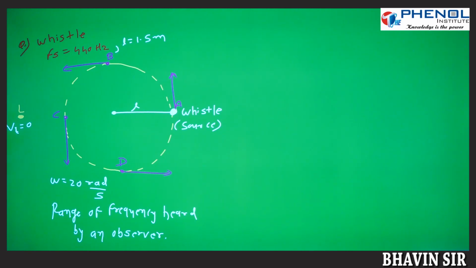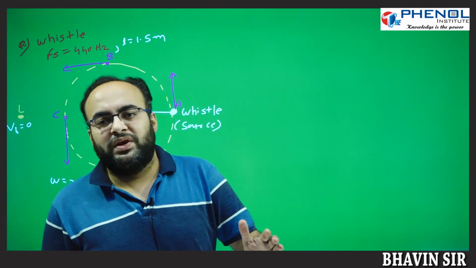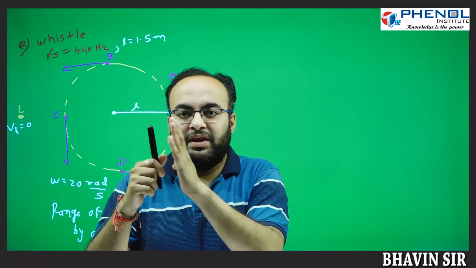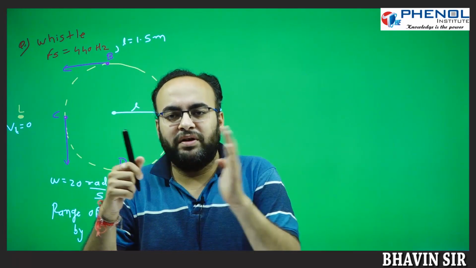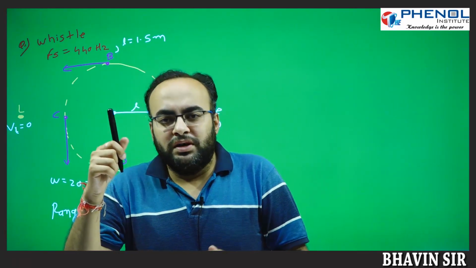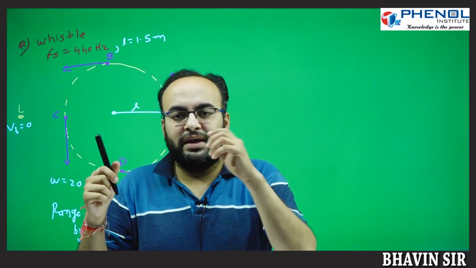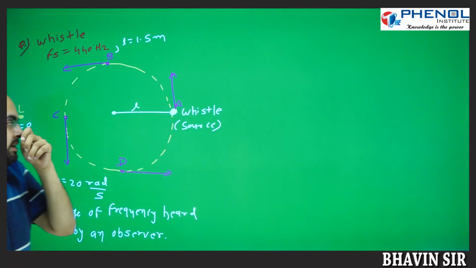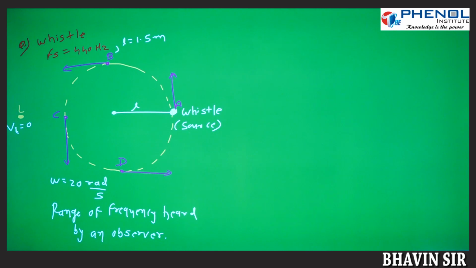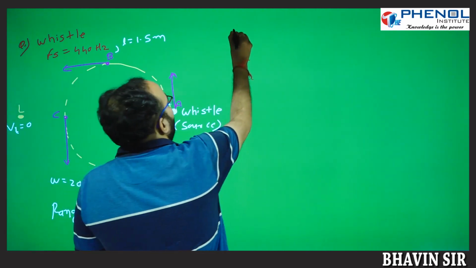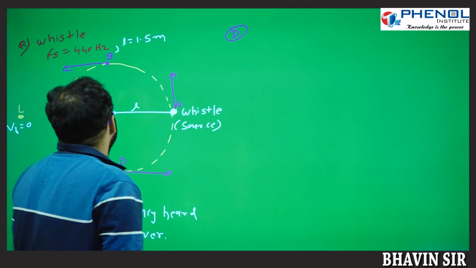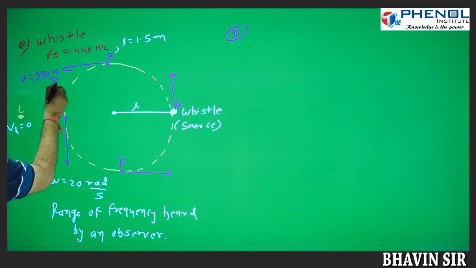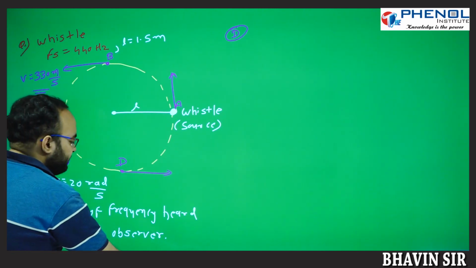At A and C no Doppler effect is there, because the source is moving toward or away from the observer only in other cases. At points A and C the velocity is in the vertical direction, so no Doppler effect is there. Now we consider the D point first, and the speed of sound is 330 meter per second.